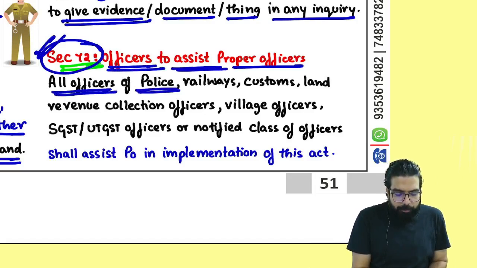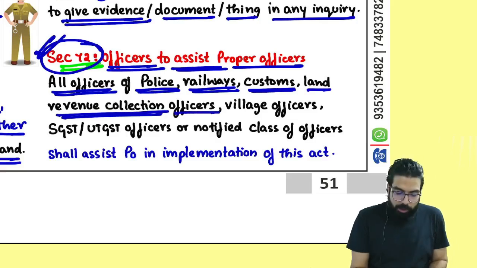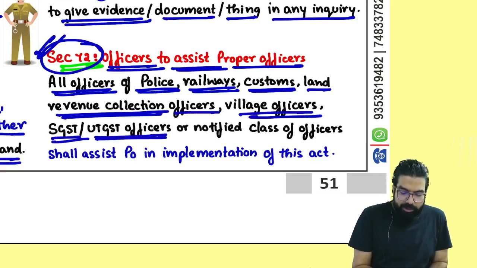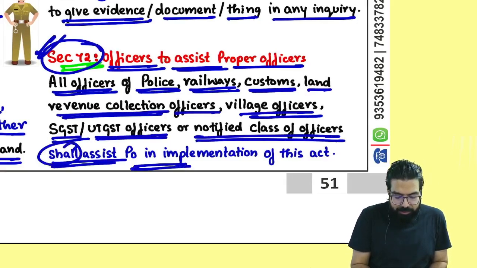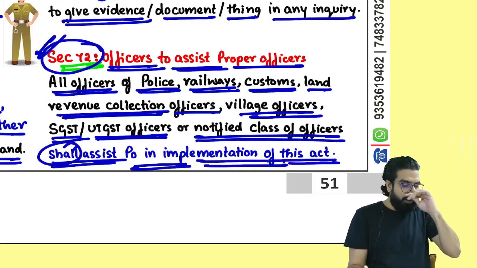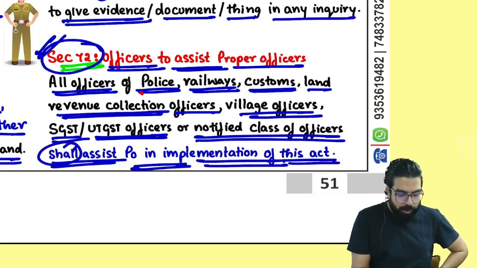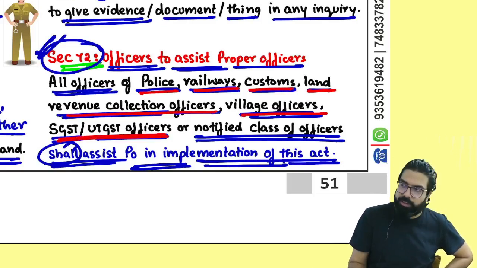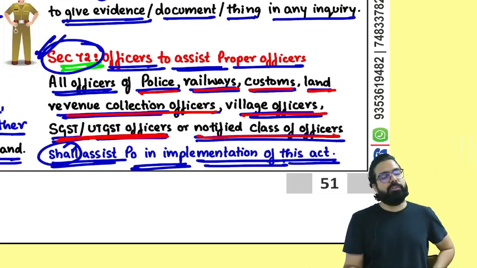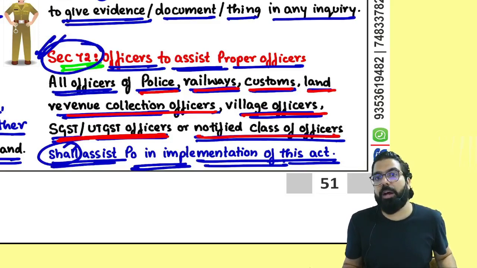Always remember, all officers of the police, railway, customs, land revenue collection officer, village officer, SGST or UTGST officer, or any notified class of officer shall assist the proper officer in implementation of this Act. Your exam question: who are the officers who should help the proper officer in implementation of the Act? Police officer, railway officer, customs officer, land revenue collection officer, village officer, SGST or UTGST officer, or any other notified class of officer should help the proper officer in the proper implementation of the Act.